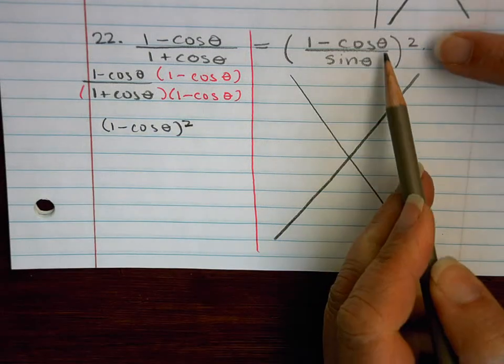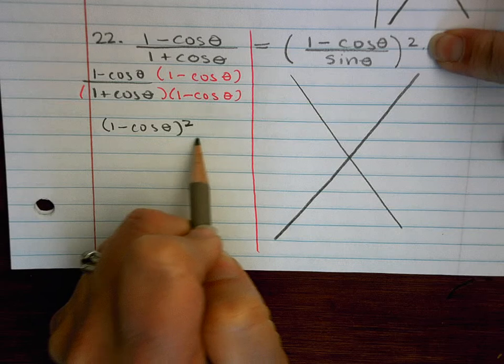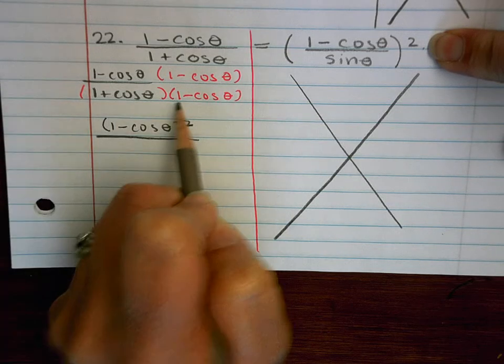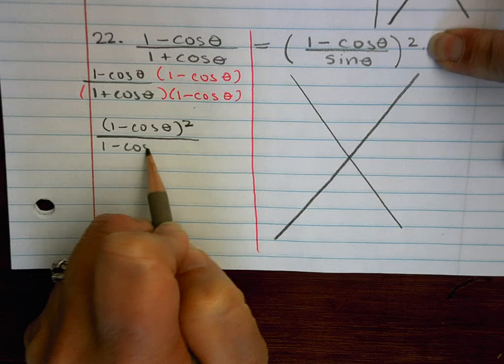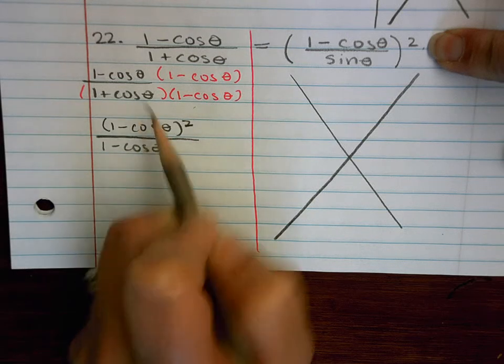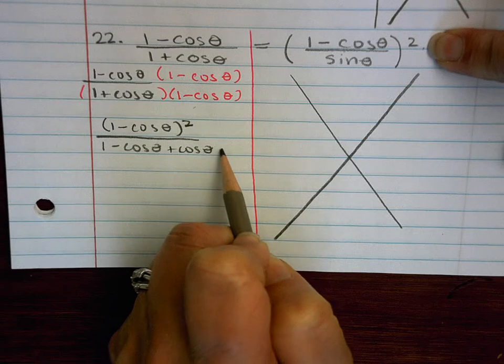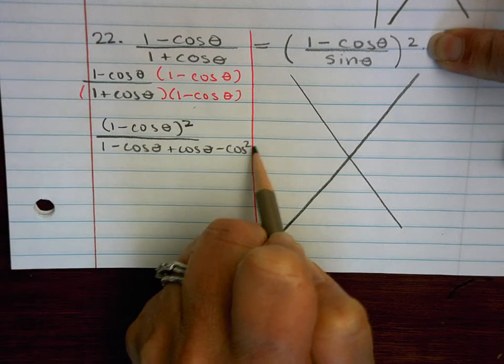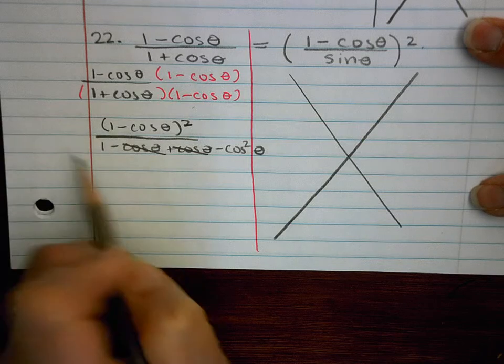So that kind of gives me that top piece, right? And then now I'm going to go ahead and distribute the bottom. So when I distribute the bottom, I'm going to do 1 times 1, and then 1 minus cosine theta, and then cosine theta times 1, and then cosine theta times itself. And so these middle terms will cancel.